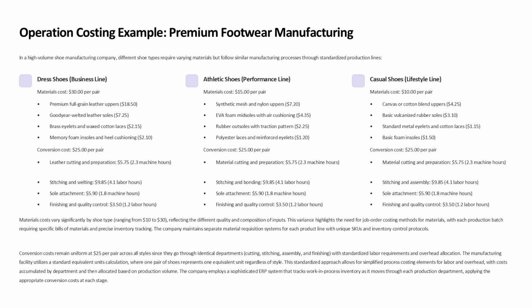Companies like Coach use operation costing for different handbag styles, flowing through standardized production departments, maintaining material cost accuracy while simplifying conversion cost tracking. To learn accounting, you must do accounting. And this operation costing example demonstrates how manufacturers can adapt accounting methodologies to perfectly match their unique production environments.